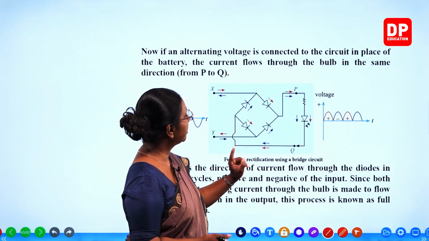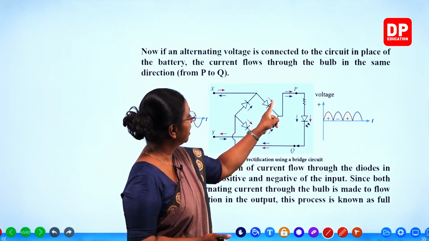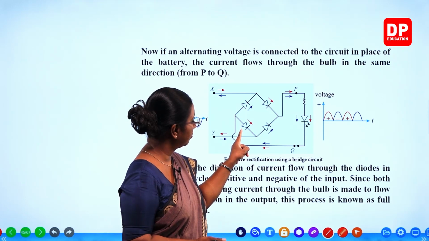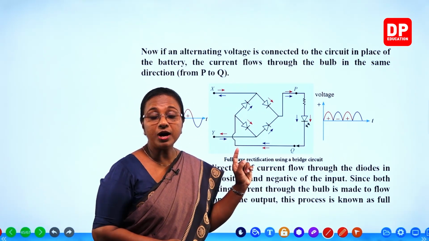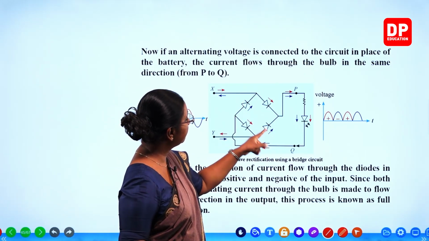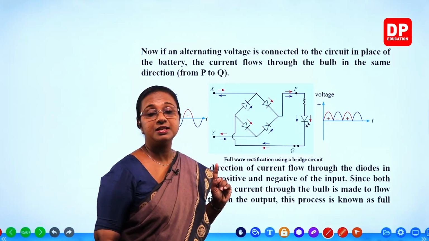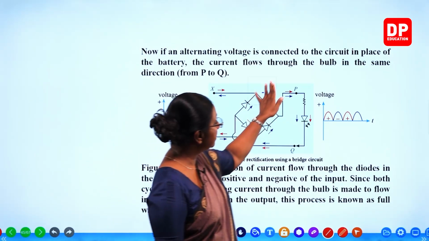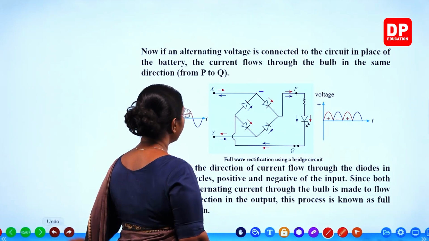In the red color half cycle, the half waves, D1 and D3 are forward biased. They allow the current to flow. If it is the blue color half waves, that is the negative half waves, D3 and D4 are the forward biased diodes. They allow the current to flow there. But this part, I'll repeat that.